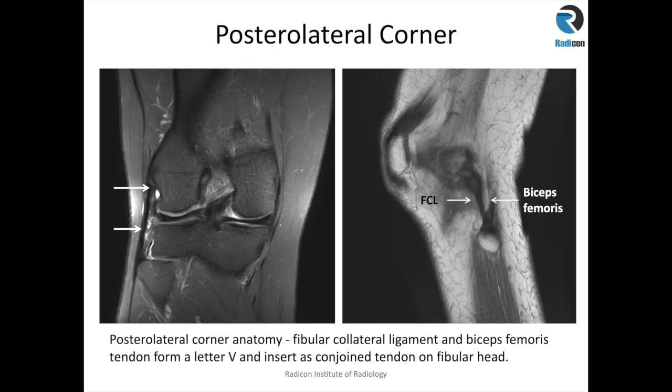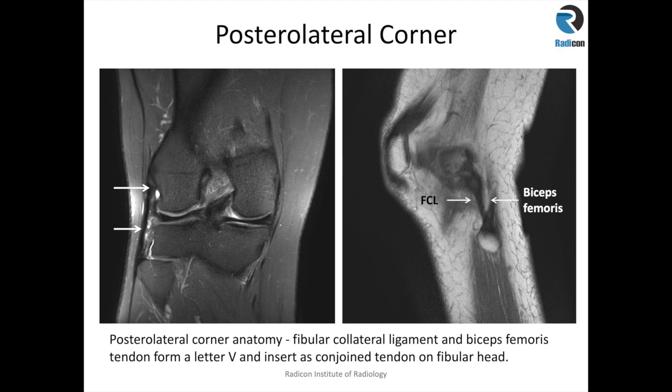Next is posterolateral corner injury, which is a very important injury to recognize, as it may involve surgical intervention. Normally the fibulocollateral ligament, which is demonstrated on the left-sided image, is a thin black low signal intensity structure.